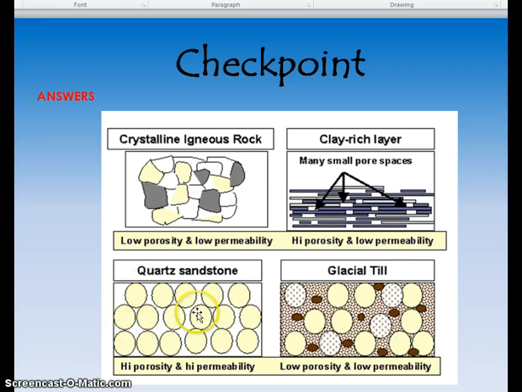Here, lots of pore space to color in, and if I tried to draw through the maze here, I would be able to do that very well, so high for both. And here, we're going to have low for both because I can't really color any space in, and without space, how can water flow through? So low porosity, low permeability.